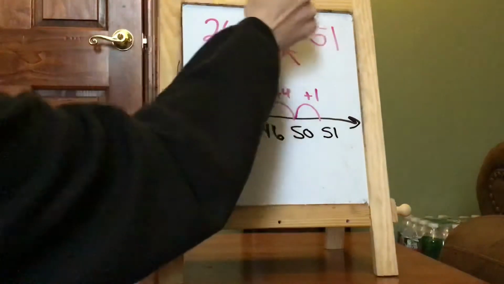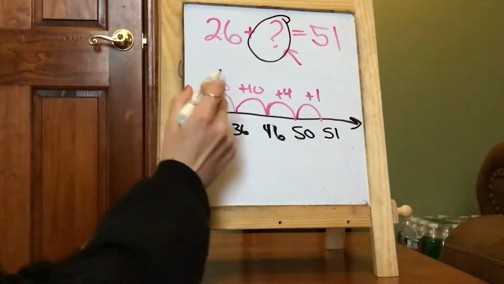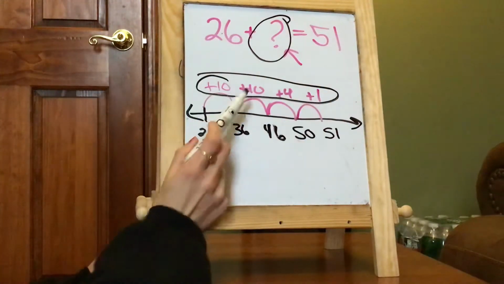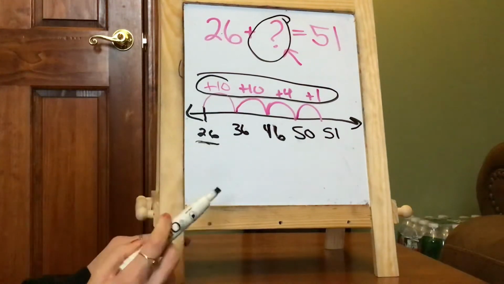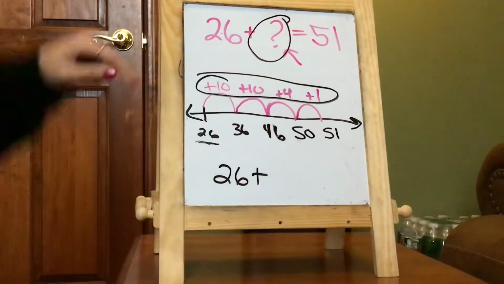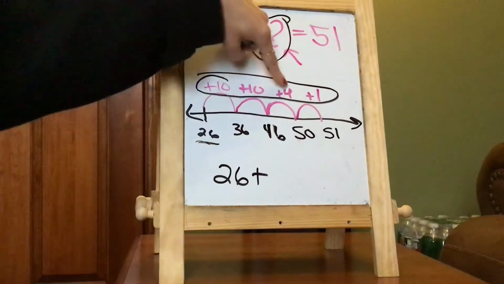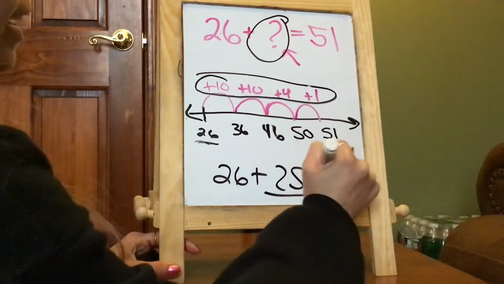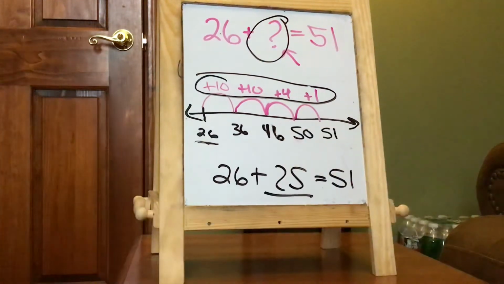In order to fill in this missing addend, we have to count how many we added, how many jumps we made from our original addend. So here, 26 plus 10, 10, 4, and 1 would be 25. There's our missing addend. 26 plus 25 equals 51.